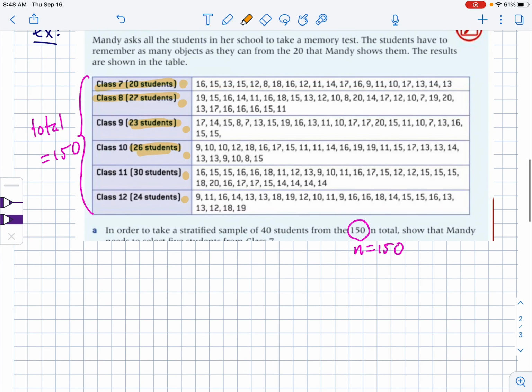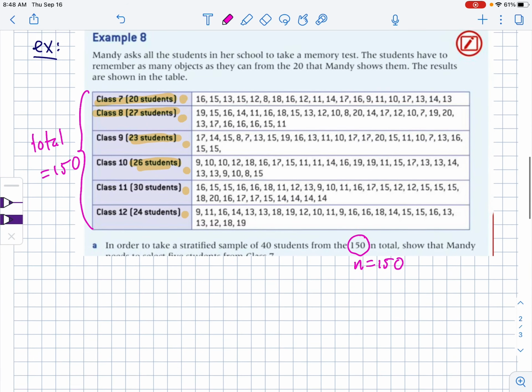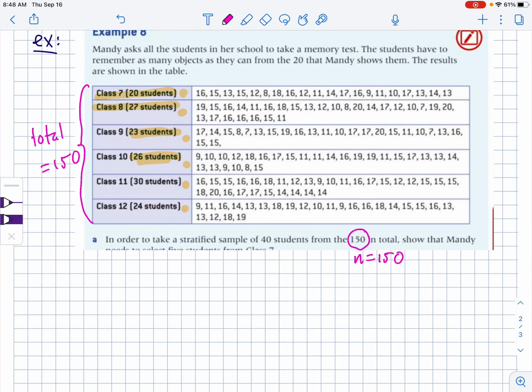So for class 7, I think it said down here that it's about 5 students she should be taking from that class. Remember that class 7 here is 20 students out of the total of 150. So 20 out of 150, you can think of like a percentage.